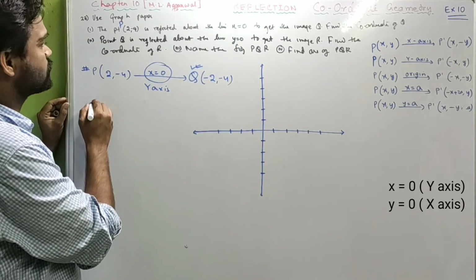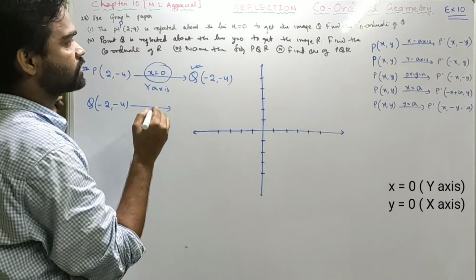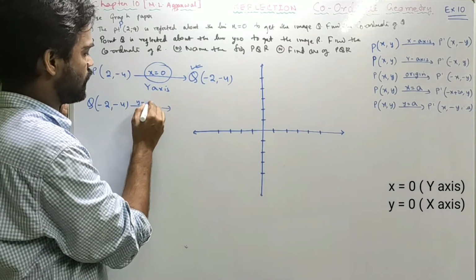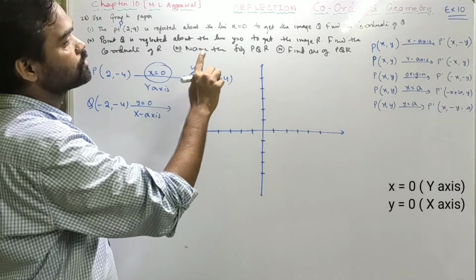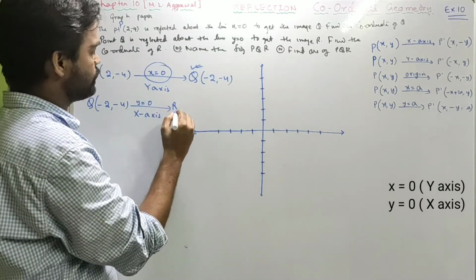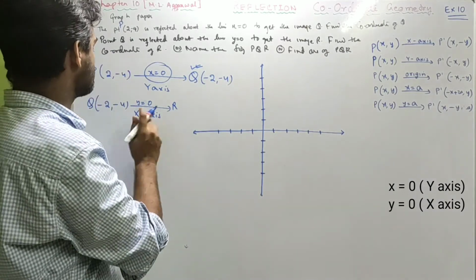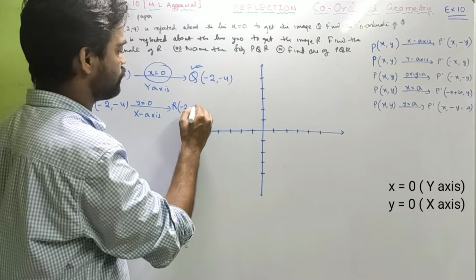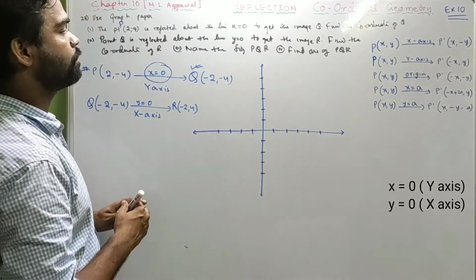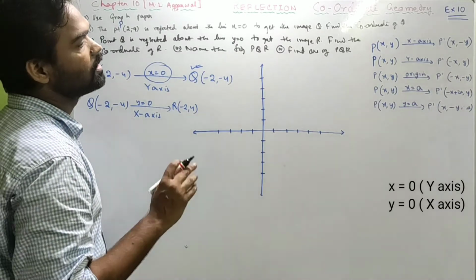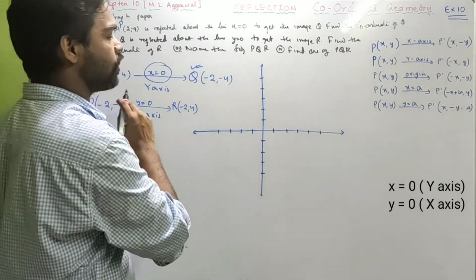Next, the point Q, minus 2, minus 4, is reflected about the line y equals to 0. Now y equals to 0 is nothing but the equation of the x-axis, remember, to get the image R. So what will be R? The sign of the y coordinate changes, isn't it? X-axis, so this becomes minus 2, 4. Find the coordinates of R, done. They told name the figure PQR, which has to be a triangle. Find the area of PQR. Now first plot, P is 2, minus 4.